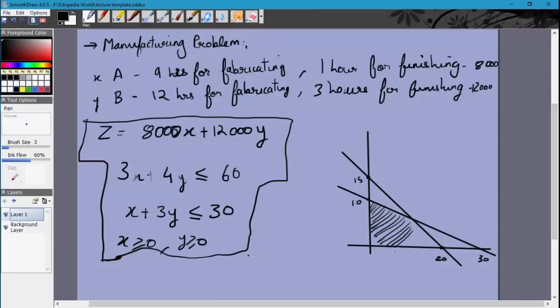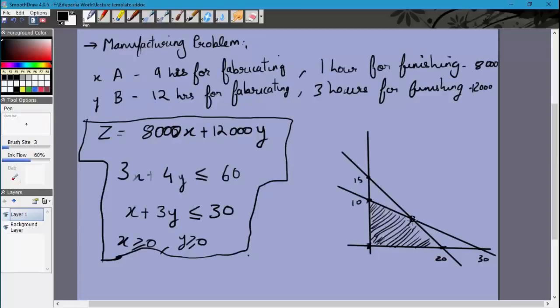Now once again, this is the region of interest because we have less than equal to. If this was x plus 3y greater than equal to 30, then we would have to take the right half plane, and then this would have been our region of interest, right? So take care of this equality properly. So right now this is our region of interest. We know this coordinate, this coordinate, this coordinate.